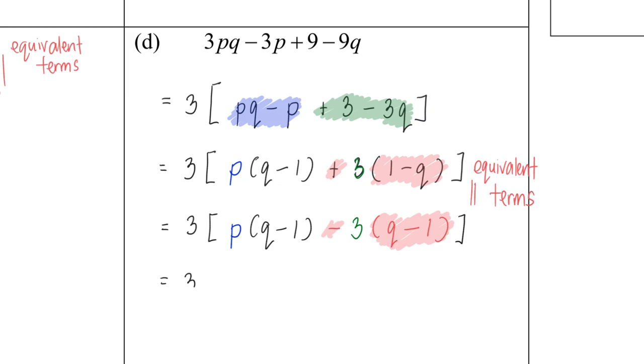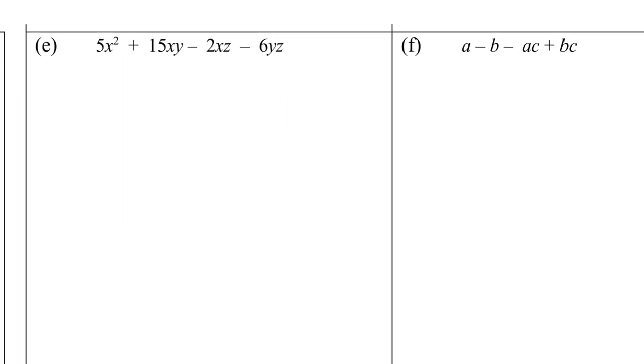And finally, I would then be able to factorize by taking out this Q minus 1 as the common factor. And I'm left with P minus 3. And let's move on to the next example here.